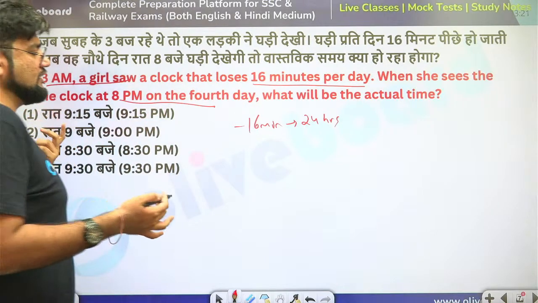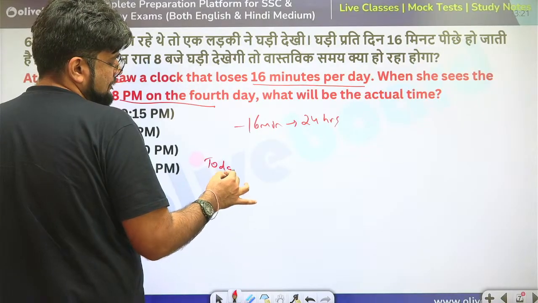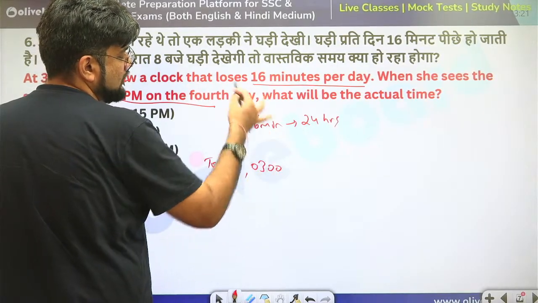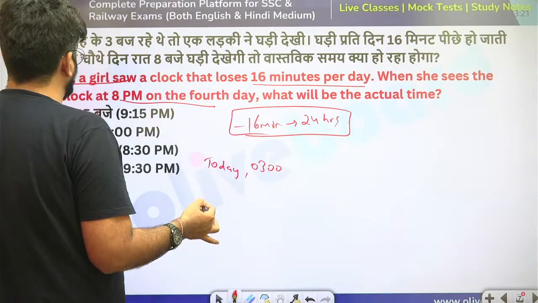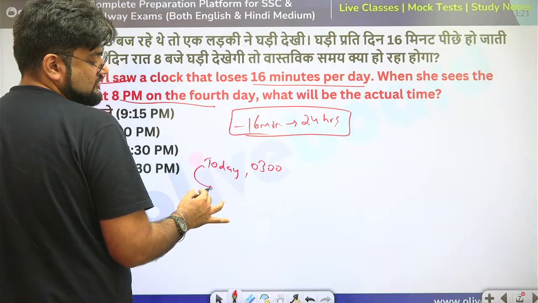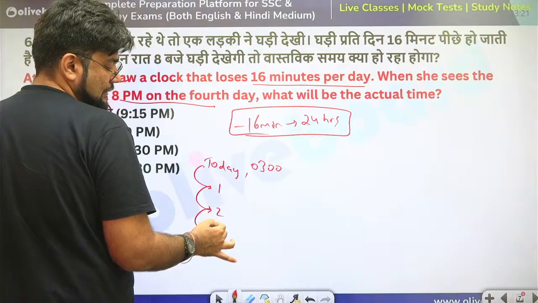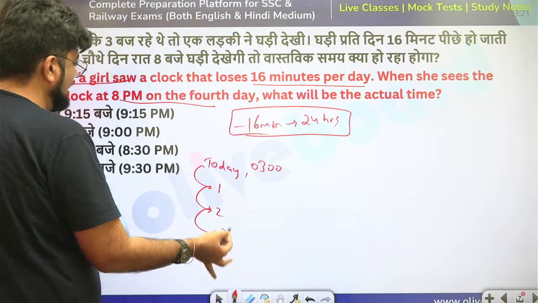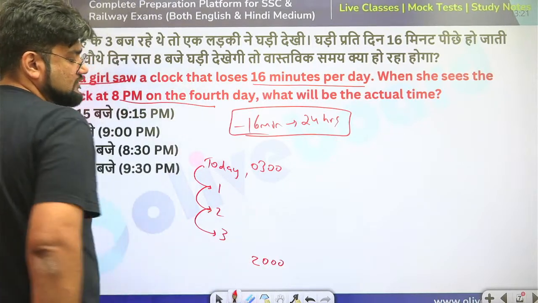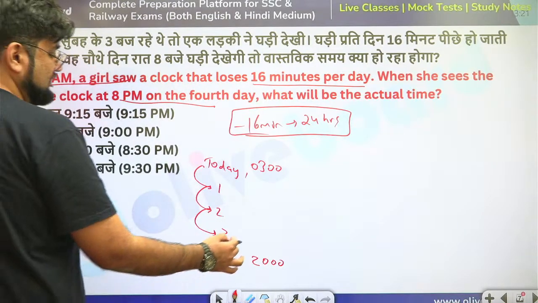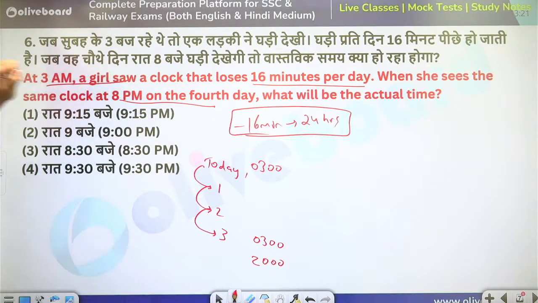So 3 a.m., let's say on some particular day, on the first day or today at 3 a.m., the girl saw the clock and from that time it started losing this much. And now she is looking at the same clock at 8 p.m. on the 4th day. So this is the first day. Day 1 is done. Day 2. Day 3 is done. Now the 4th day has started already and on this 4th day, she is looking at the clock at 8 p.m. So this is the scenario for you. 4th day means 3rd day has been completed. 4th day is running.